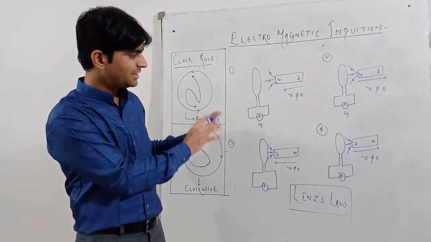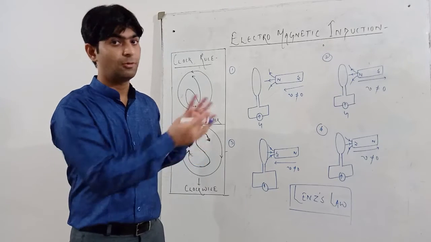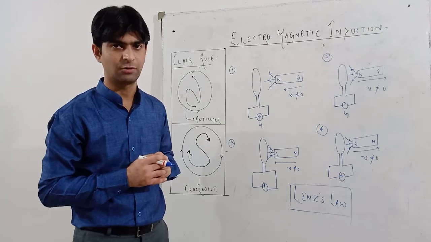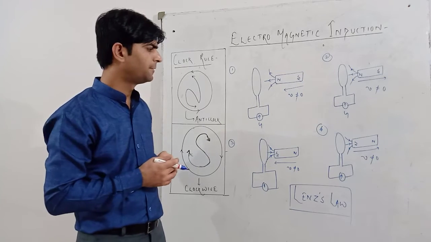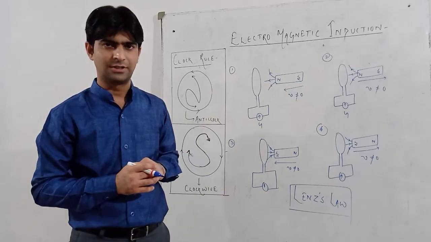So the electricity is produced with the help of a changing magnetic field. This phenomenon is called electromagnetic induction, which is used in the electric generator and transformer. Many other devices are also there. So this is the complete phenomenon of electromagnetic induction.